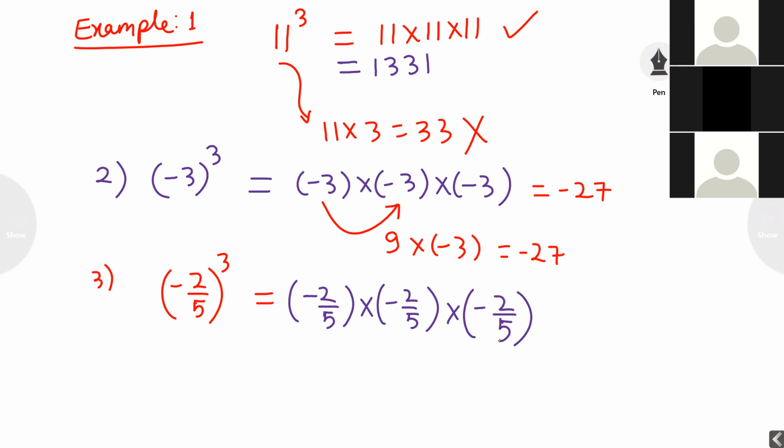Now students, you know this is a fraction or rational number. We are doing a multiplication operation here. Simply I can multiply numerator into numerator. Minus 2 into 2, minus into minus is plus 4, plus 4 into minus 2 is minus 8. Divided by 5 fives are 25, 25 fives are 125. Minus 8 by 125 is the answer.